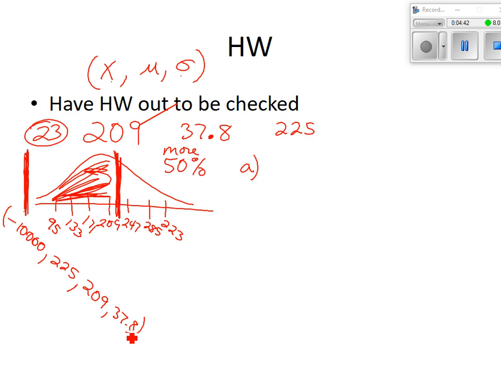So we hit second vars. You do the negative 10,000 first. You don't have to go negative 10,000. Nobody's going to have a negative cholesterol level. Just anything that makes sure we get everything on that left end. 225, 209, 37.8, and it comes out to about 0.6640, or about 66.4% if they wanted it as a percent.